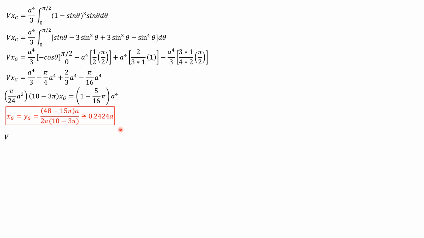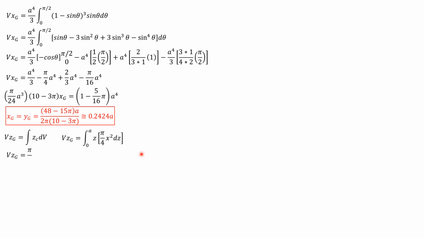For z sub g, volume times z sub g equals integral of z sub c dV, and z sub c was just z, and we have dV equals pi over 4 x to the fourth dz.